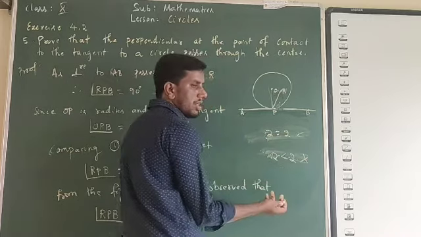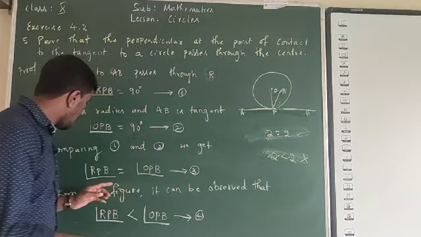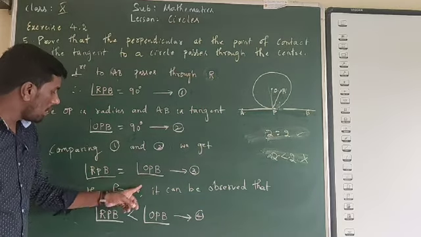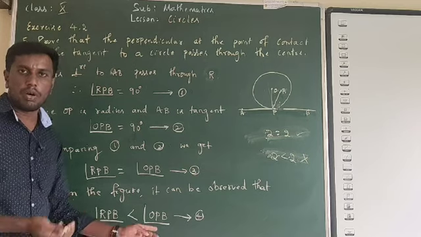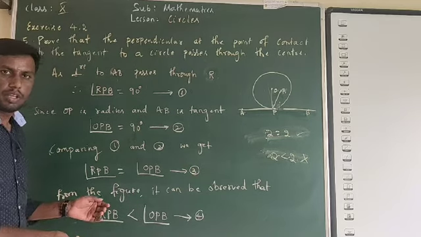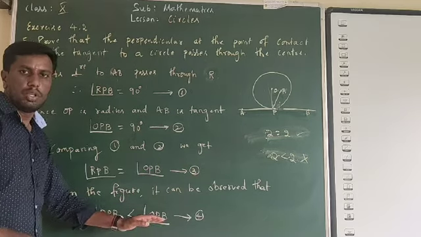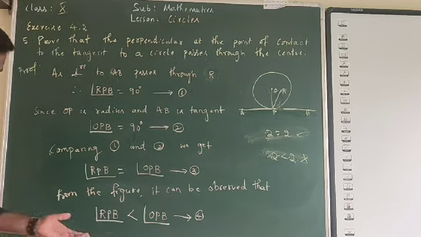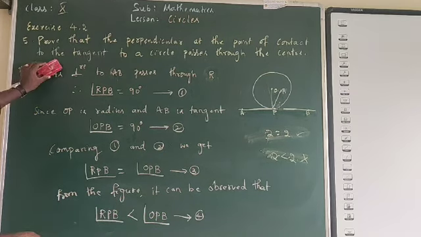If this is true, then this is false. You can observe that angle RPB is equal to OPB, and RPB is less than OPB. Both will be true. Either this will be true or this will be true, but we would be concluding that both are true. We are getting both equations true.